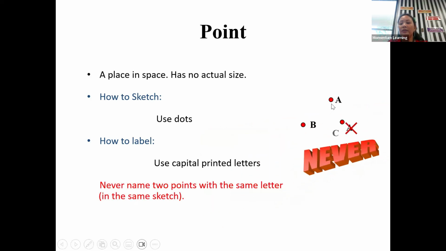When you name a point, if it's 2 different points, you cannot use the same letter to name the point. So what do you have to do? We have to name it using a different letter because this point is different from this point. So I have to rename it, so it becomes A, B, and C. So how do you name a point? We use a capital printed letter.